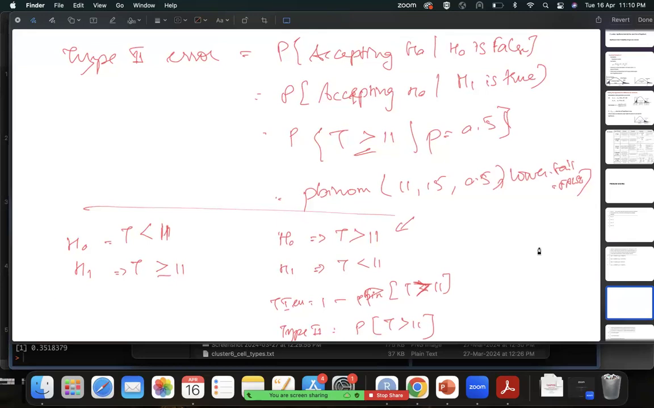But in this case, what is type 1 error? You reject H naught when H naught is true. So it means you accept H1. So probability t greater than or equal to 11 given some probability value. So it's easier to calculate this, right? You can just directly do it, but when it is greater than or equal to, you can't use that.